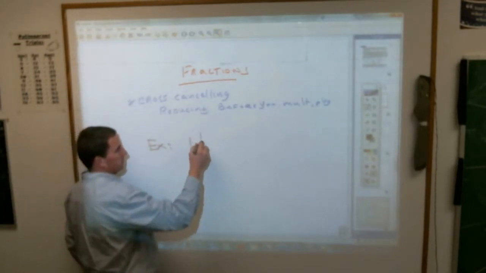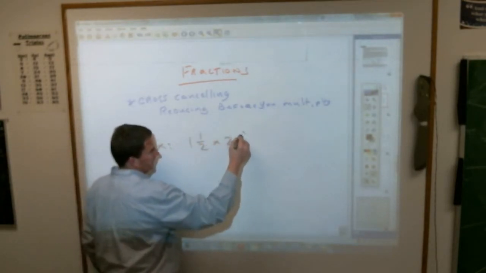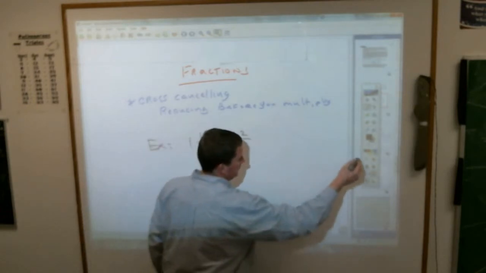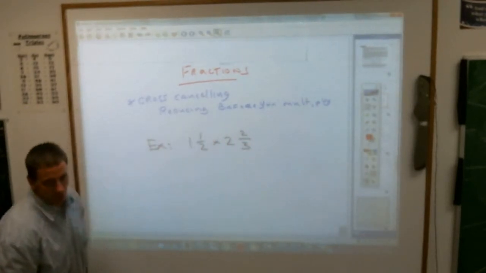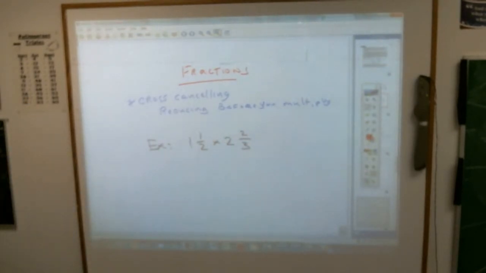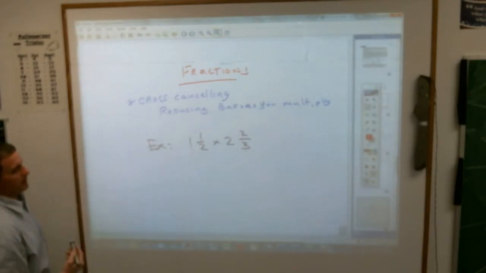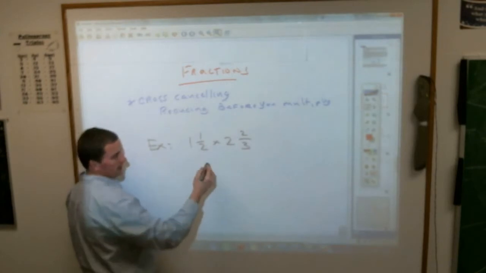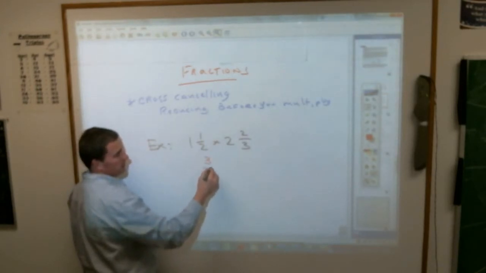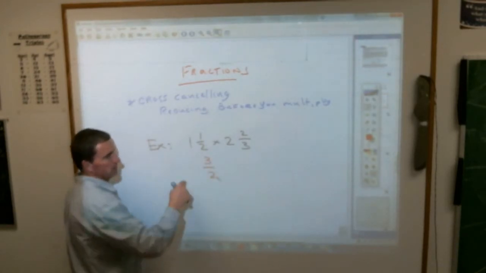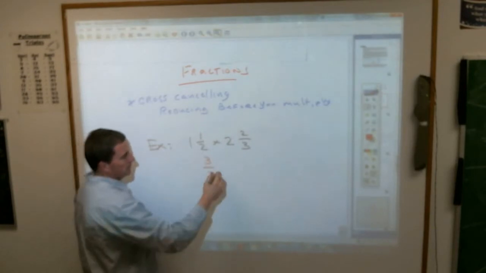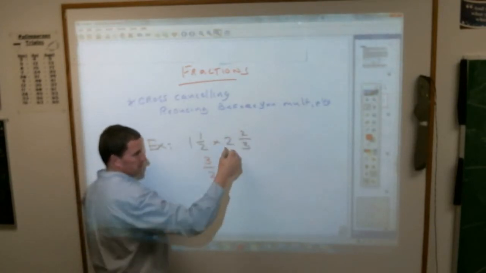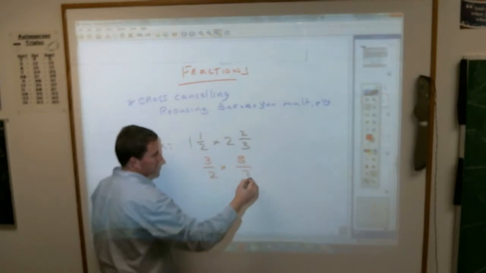1 1/2 times 2 2/3. And as Drew can tell you, if I'm actually going to multiply this, Drew, the first thing I have to do is make them improper fractions. Correct. When you multiply fractions, you need to make them fractions. You can't just multiply the 1 times the 2 and that times that. Making this an improper fraction, you get 3/2, correct? 1 times 2 plus 1. And 2 times 3 is 6 plus 2 is 8/3.